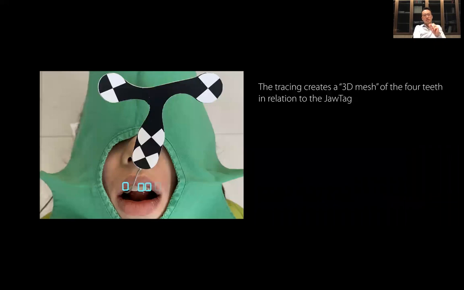And then this tracing of the 4 teeth will create a 3D mesh. It'll create a 3D mesh of the 4 teeth in relation to the jaw tag. Once we touch the 4 teeth with the tracer tool, the computer would know where these 4 teeth are relative to the jaw tag.